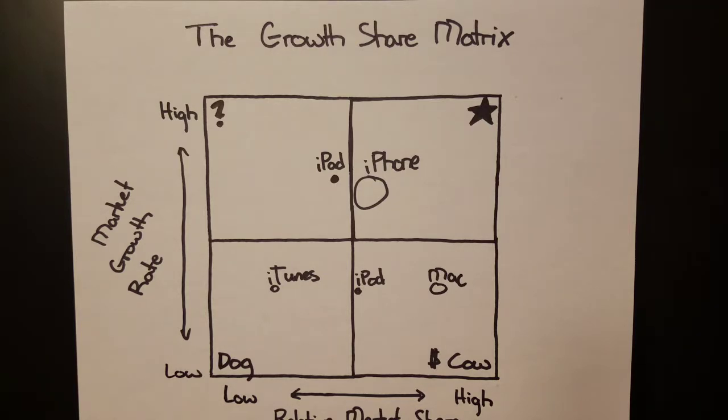final quadrant. Usually, it's thought that a dog product line should be cut, but a lower profit yet important line such as iTunes is a good example of one that should be maintained.